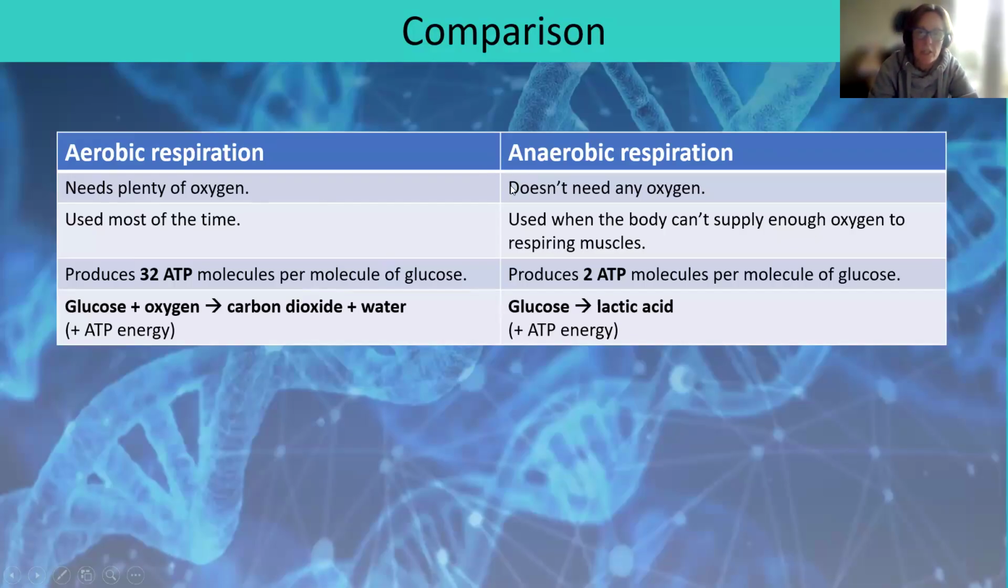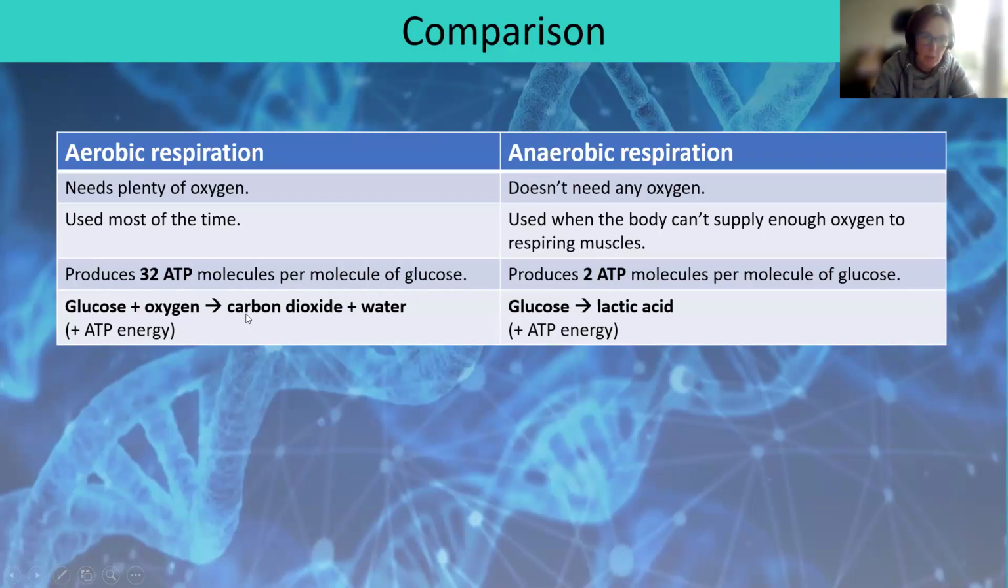Anaerobic respiration doesn't need oxygen. It can happen in the absence of it. We use the aerobic one most of the time, the oxygen one, because it will produce around about 32 molecules of ATP per molecule of glucose. And the anaerobic one is nowhere near as good without oxygen. It produces about 2 molecules of ATP from each molecule of glucose.